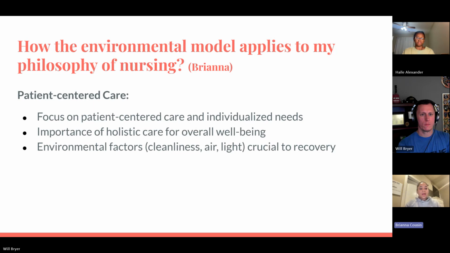So, how this model applies to my philosophy of nursing: I personally believe that the core of nursing depends on patient centered care. Nightingale focused on patient centered care and individualized needs. And, like Haley said, focusing on the patient and monitoring the patient closely to see what they need. She also included the importance of holistic care and the overall well-being of the patient, especially by adjusting environmental factors such as cleanliness, air, and light, which is crucial to recovery.